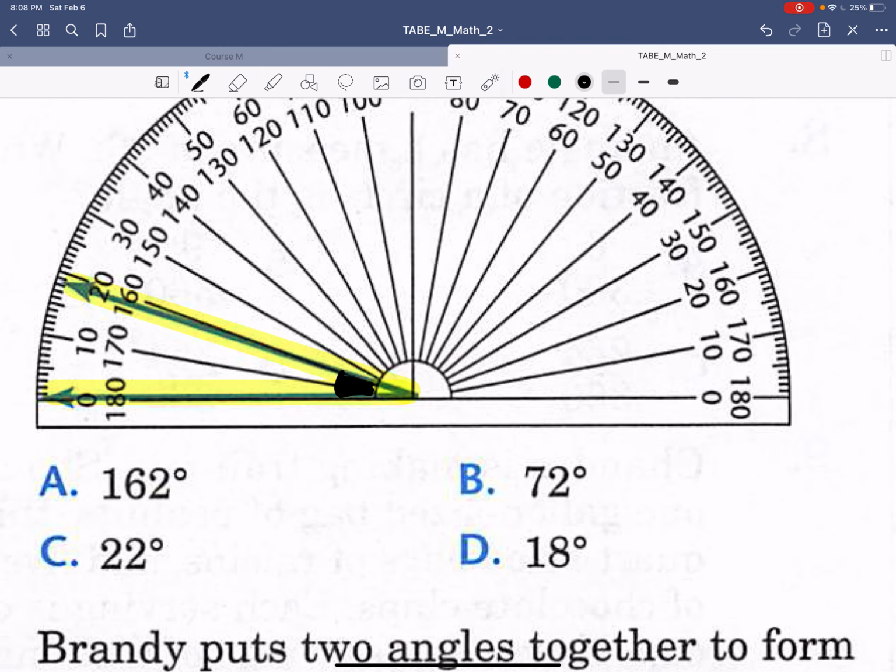So get your 0. We're on the top scale this time. And we go up. We don't make it even to 20. If you look at this line, it is less than 20. So 22 is too big. I'm going to go with D. It is 18 degrees.